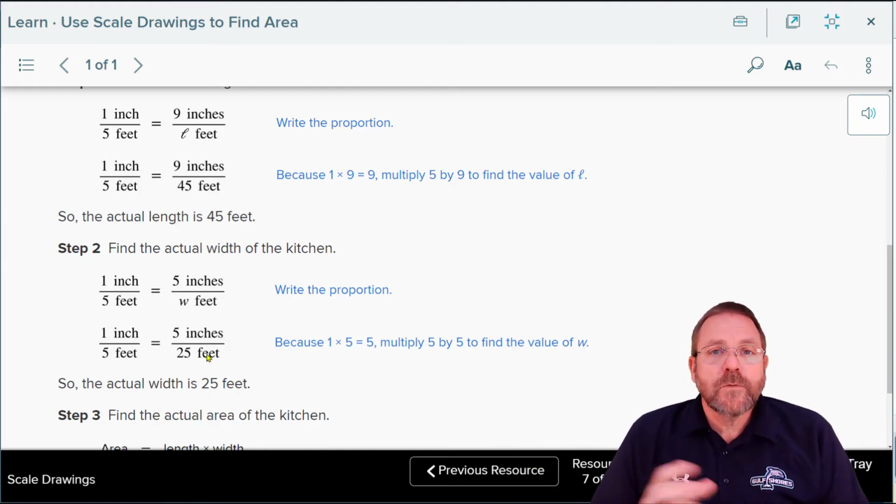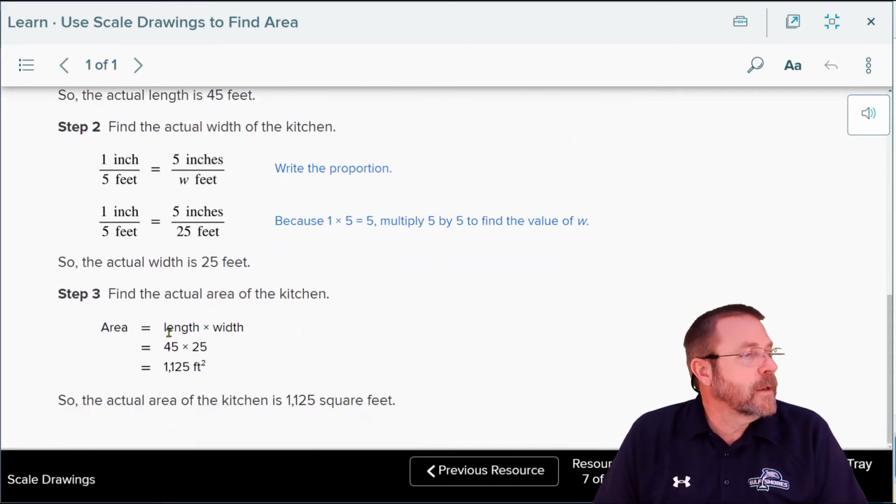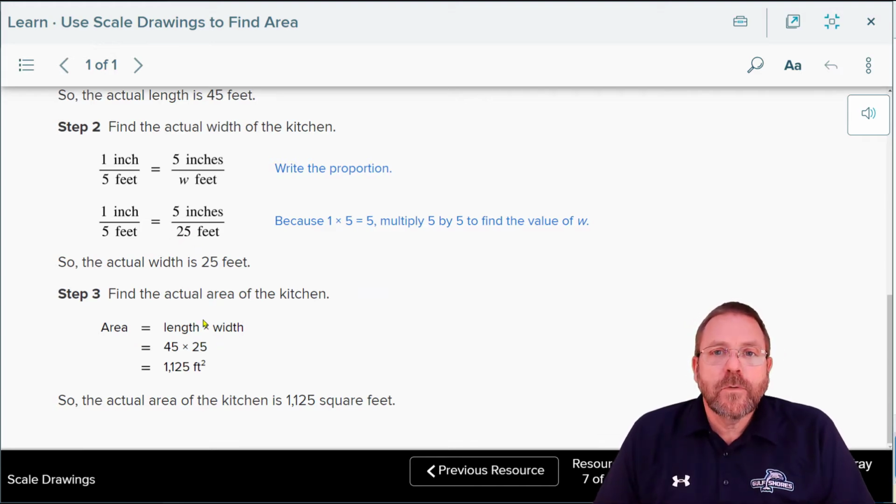Next, they said, well, it's a rectangle. And since it's a rectangle, the formula for the area of a rectangle is going to be base times height, or length times width. So they did the length of 45 feet that they found right here times the width of 25 feet they found right here to find out the total area of that kitchen is 1,125 feet squared. That is a really big kitchen.